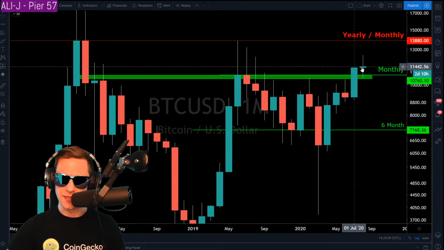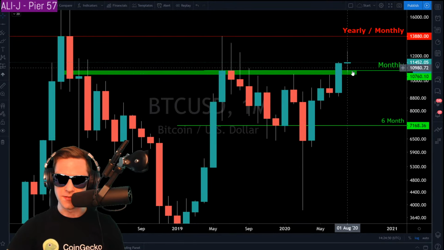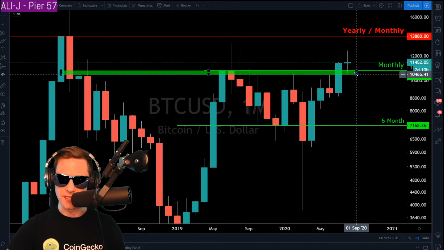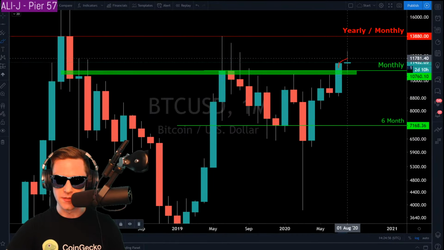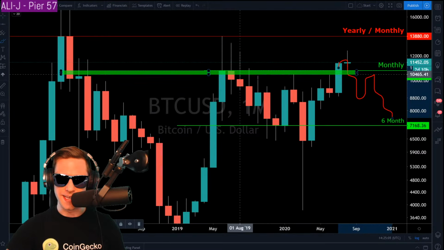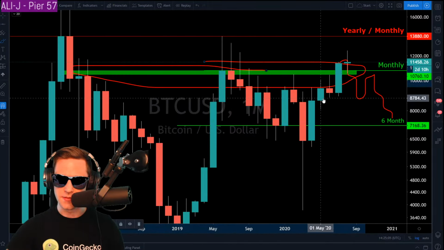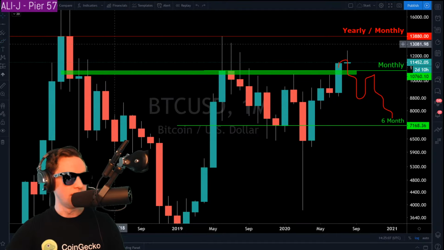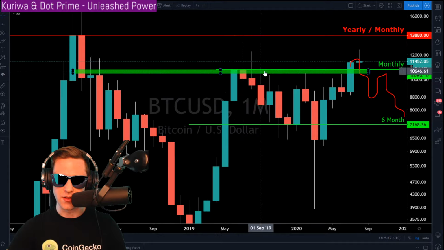So if price on the monthly here were to sell off greatly, come back and touch that support again and reject, so if we were to see something like this, then we would again flip this support to resistance. So for now, it is our support. It is the support on the monthly, as evidenced by all of this price action and an inability to close a candle above it.